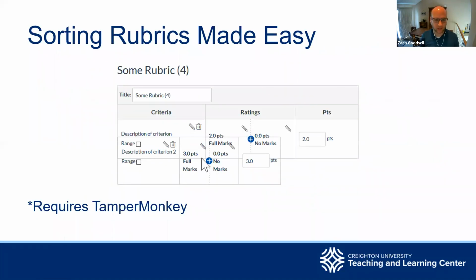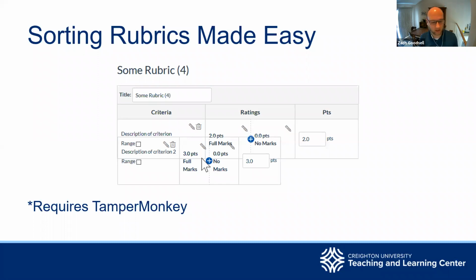My second favorite one is sorting rubrics made easy. This requires a Tampermonkey plug-in to your browser, as it runs a separate set of code. I don't know about you, if you've ever built a long rubric. Maybe it's a 100-point rubric and there's like 20 different items or more, and you're building it and you get to the bottom and you realize you forgot one. The way the typical Canvas rubric creation works is you'd delete all the ones that are after it, because you build it in the order that it appears.